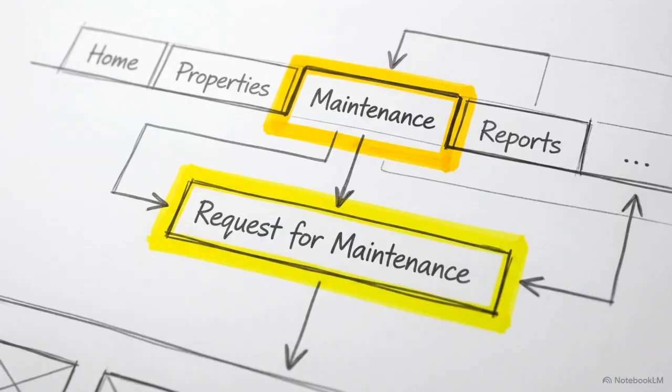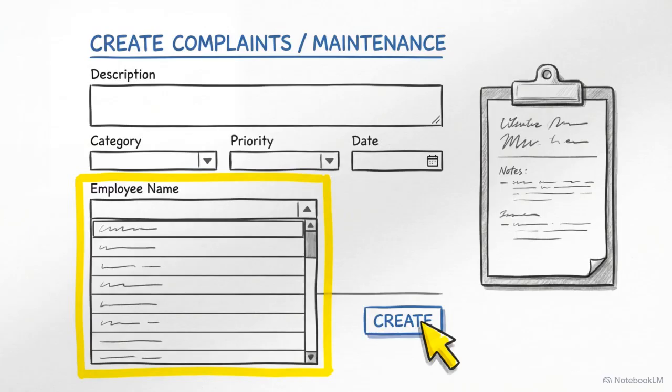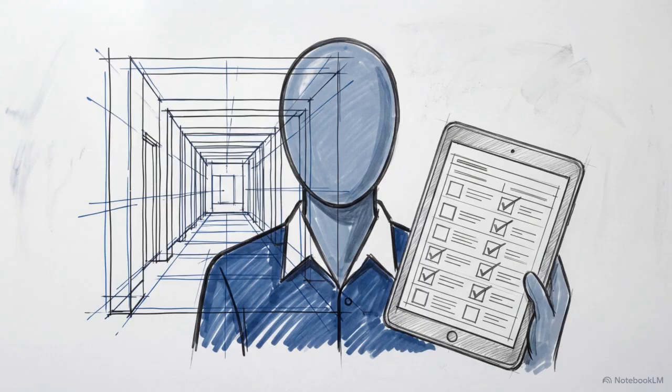To handle an occupied unit's upkeep, navigate to the Maintenance menu and click Request for Maintenance. Select the building, unit, and maintenance type. Logging the request here builds a permanent repair history for the specific asset. Next, open the Create Complaints and Maintenance screen to turn that request into an active operational ticket. Choose an employee name from the dropdown. This assigns the issue to the correct staff member and prepares it for a physical job card. Centralizing maintenance data ensures accountability for every repair and protects the long-term value of the property.